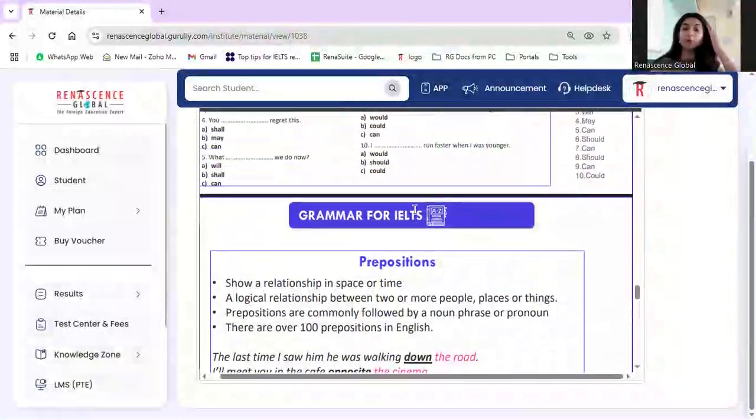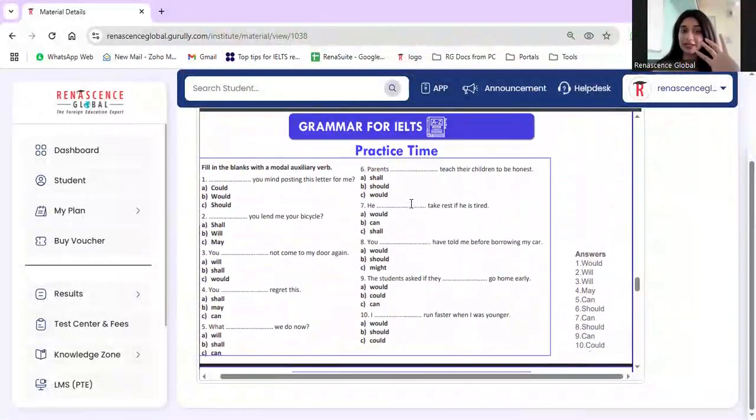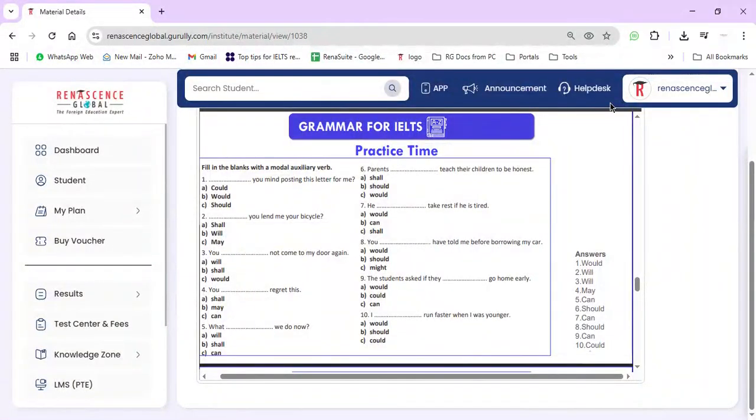And then we have prepositions. For prepositions, I will direct you to the single lecture on prepositions, in which I have explained everything about prepositions. That's all from my side in this lecture. Hope you got a very deep understanding of modals and auxiliaries.